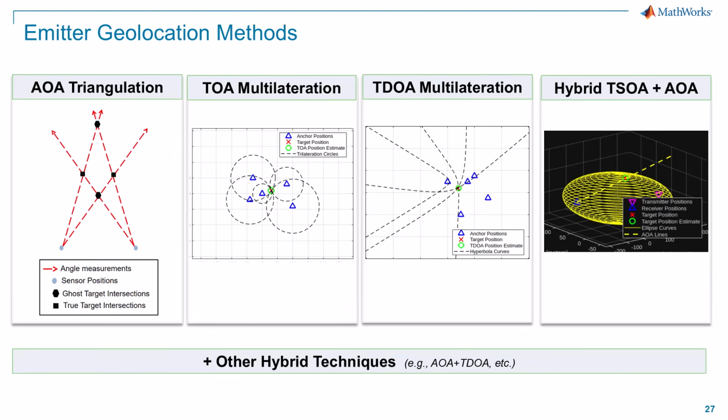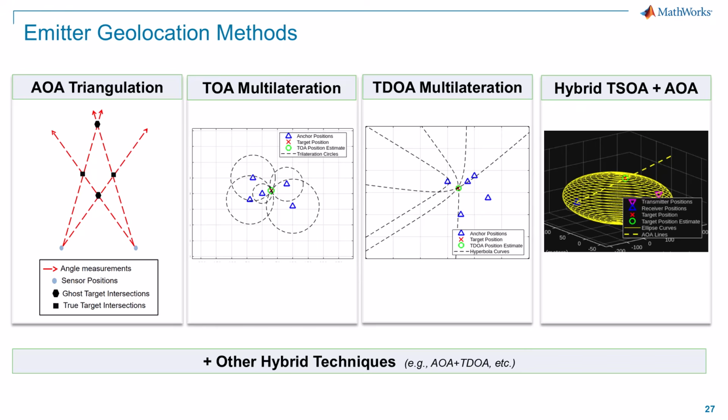These are the four primary geolocation methods we've implemented. AOA triangulation, which is multiple bearing lines from different sensors. Where they intersect is your emitter. But notice the ghost intersections in black. With multiple emitters and sensors, you get false intersections. Tracking resolves the ambiguity. TOA multilateration: range circles from multiple synchronized anchors intersecting at the target.